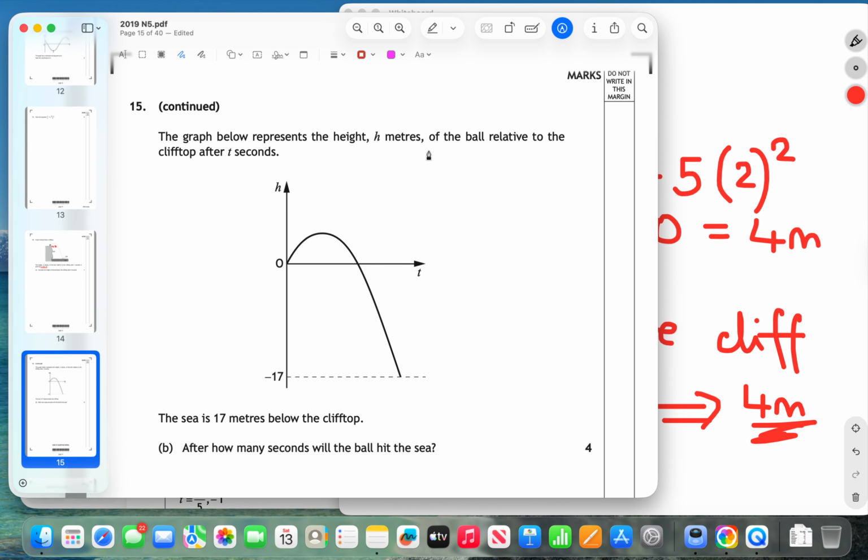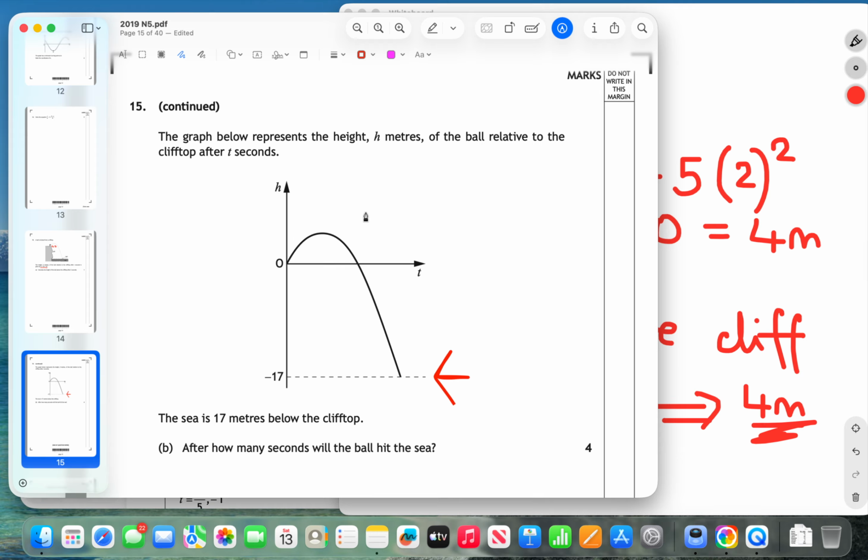So this graph, and it's a quadratic function. I maybe should have specified this at the start, but we're dealing with a quadratic, and the height is in the vertical and the time is the horizontal axis. The sea is 17 meters below the cliff top. So the sea is given by this dashed line. And we have to find after how many seconds will the ball hit the sea.